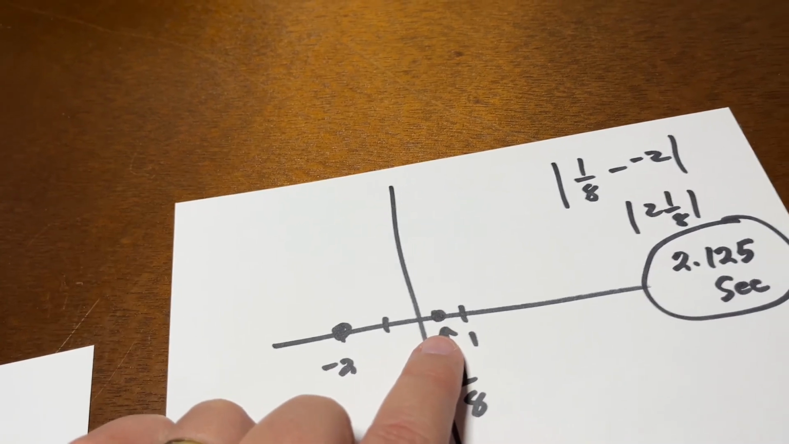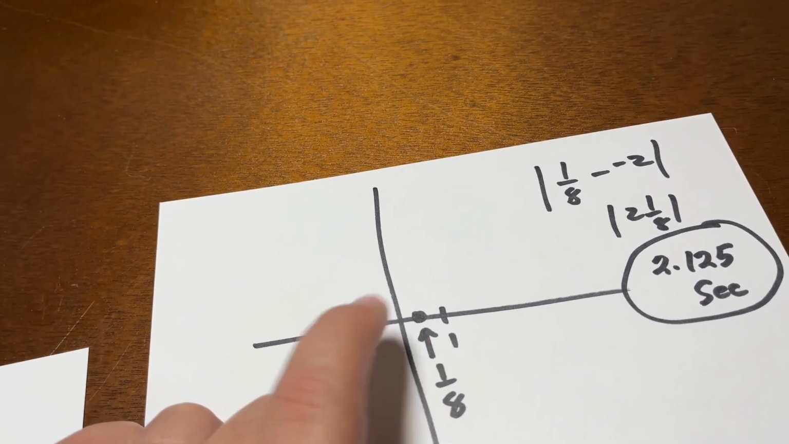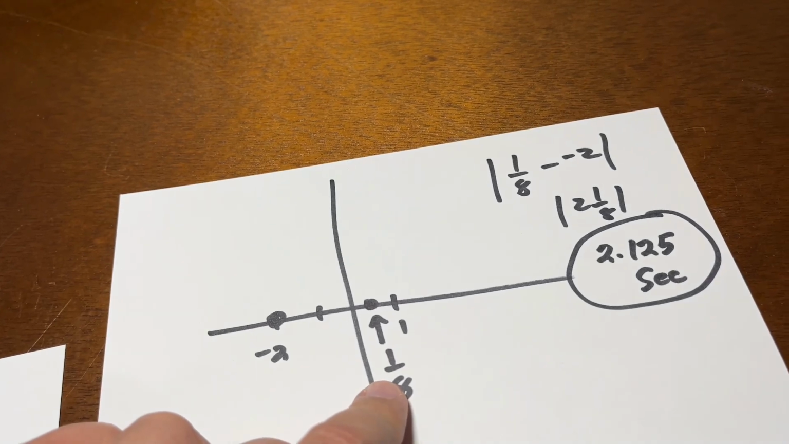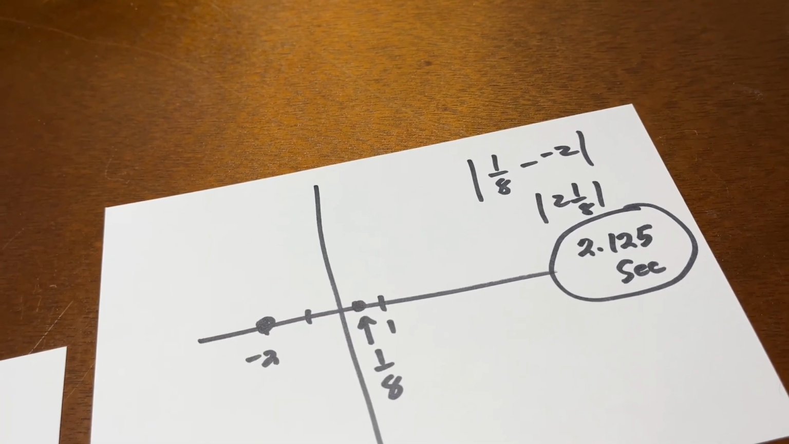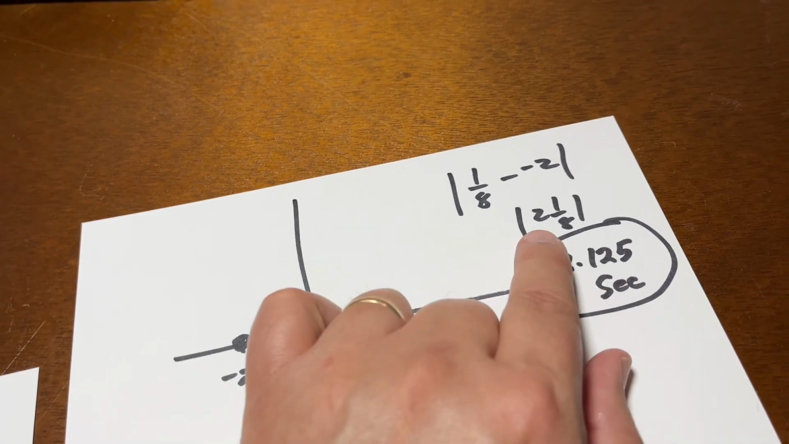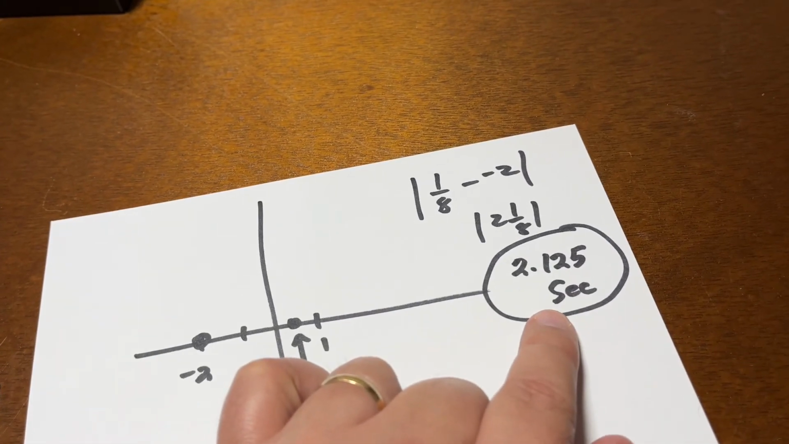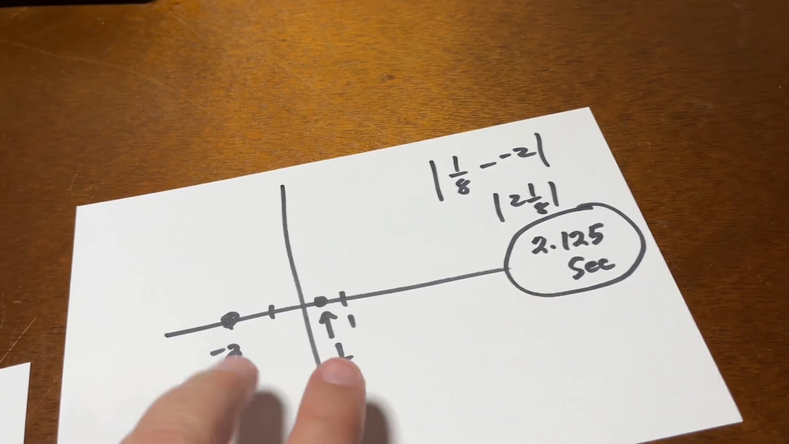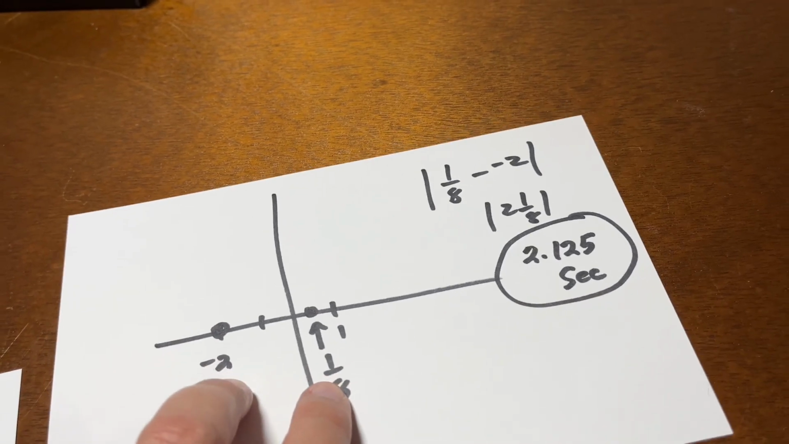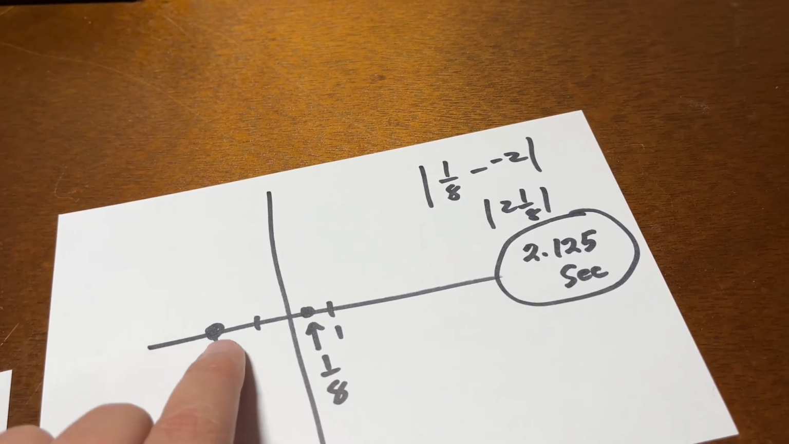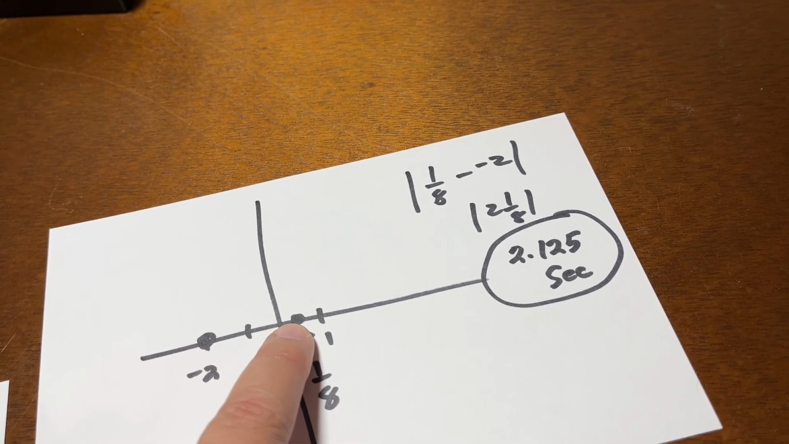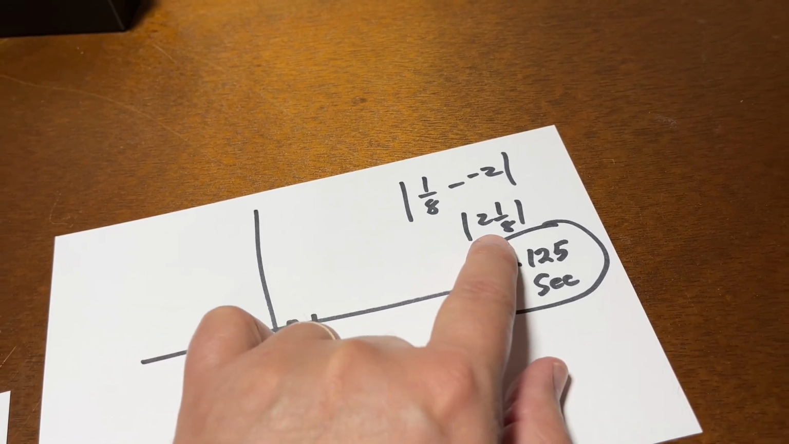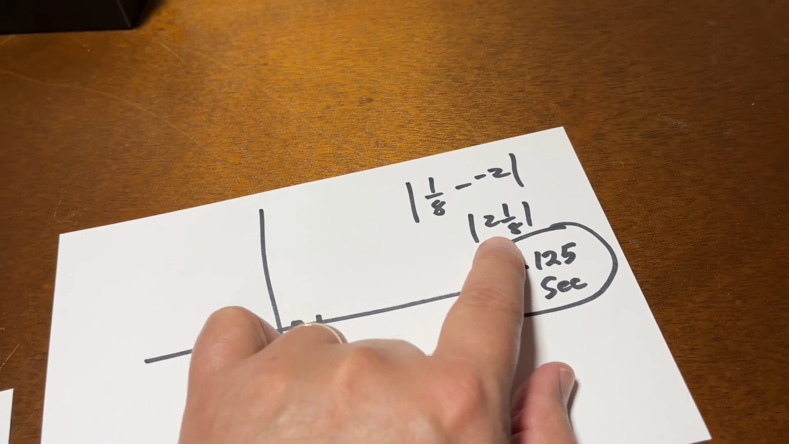Well, that distance is going to be the absolute value of the difference in these 2 points. So the absolute value of 1/8 minus -2 is the absolute value of 2 1/8. And as a decimal, that'd be a little over 2 seconds. So that's how you find the distance between these 2 points. Another way to do it would be just to look at it and say, well, that distance is 2, and then the distance from there is 1/8. So that's a distance of 2 1/8.